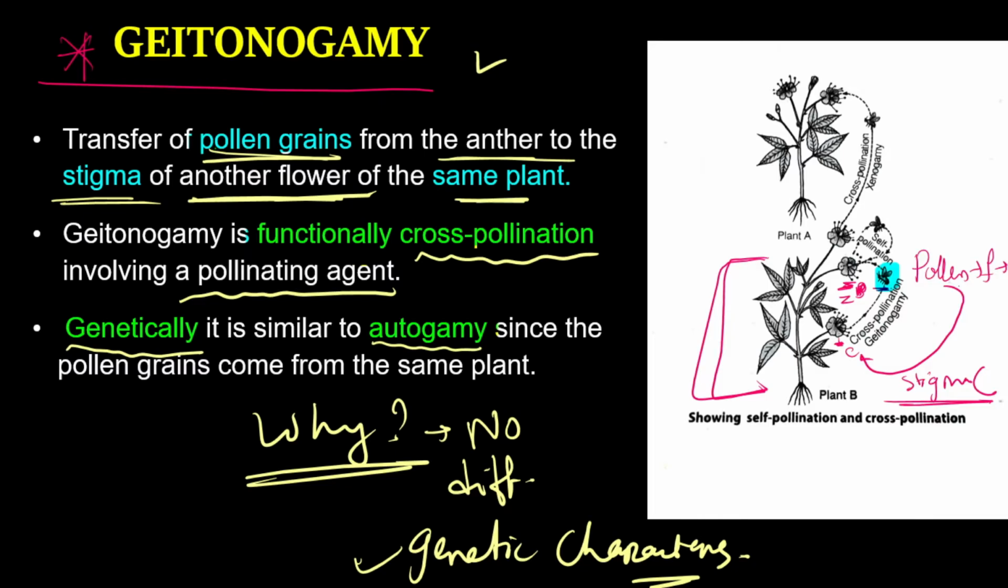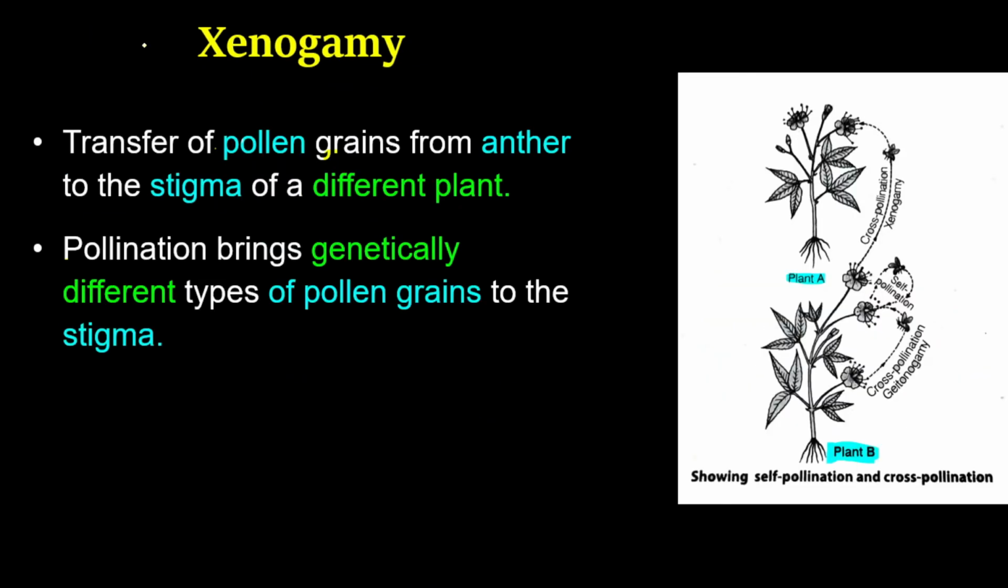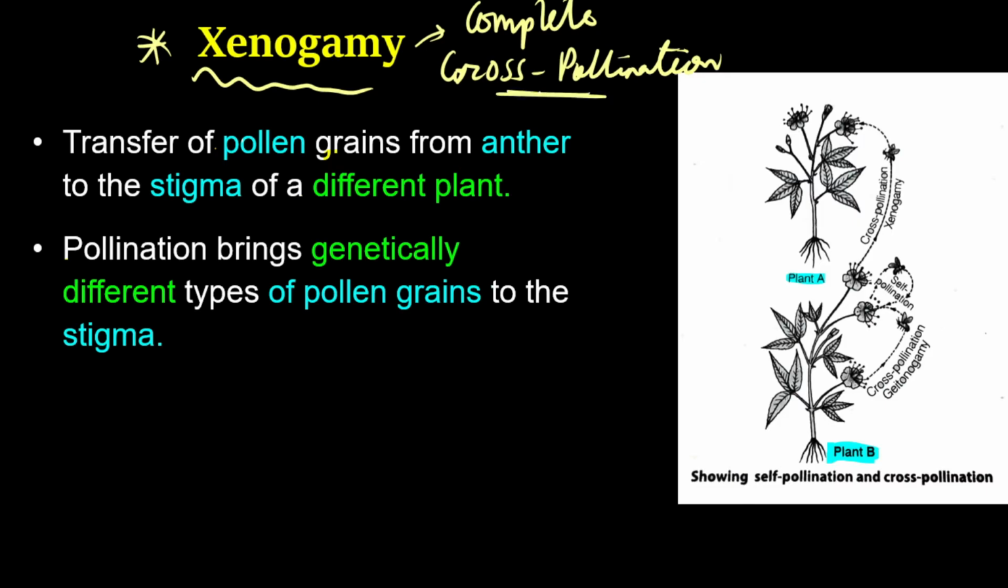Now moving further to xenogamy. See, xenogamy is complete cross pollination. In this type of pollination, there is a transfer of pollen grains from the anther to the stigma of a different plant. This we need to understand.